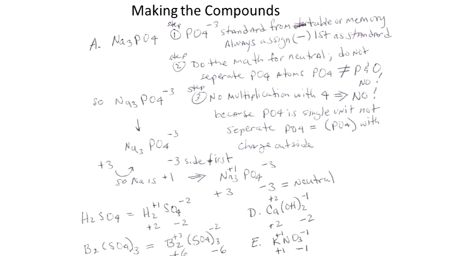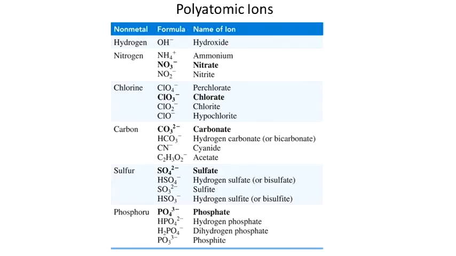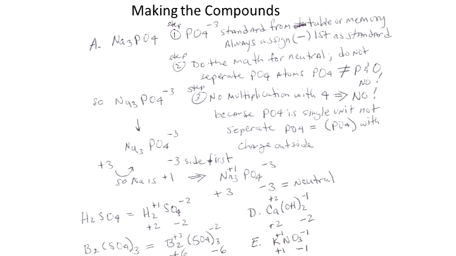I show you that by showing you sodium phosphate. You do the charges, it's all neutral. Then we show you a few other examples. H2SO4. SO4. It's not S and O4, it's SO4. You get it? So SO4 is a -2. So the negative side, I assign the SO4 because that's the standard. Do not work from the positive side.